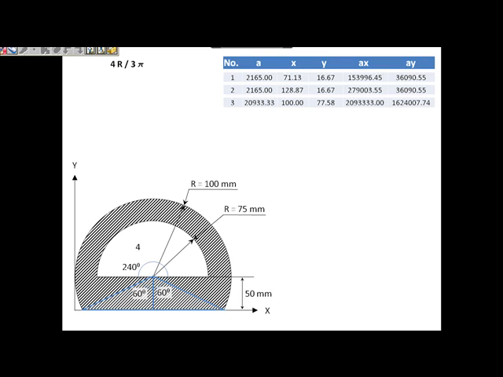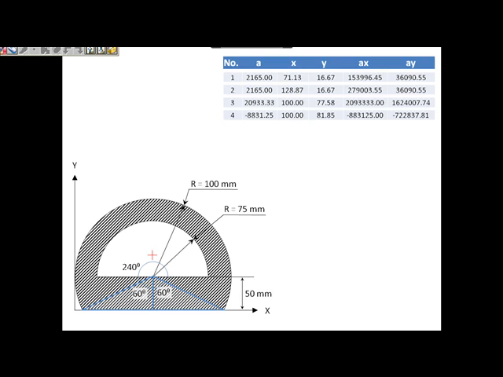Let's not hurry it. We have that semicircle which is to be taken out. So easy. 4r by 3 pi is the location of the centroid, which comes to 31.85 above 50 line. So y coordinate is 50 plus 31.85, that is 81.85. X coordinate is 100, and area pi r square by 2 will come to 8831.25. Negative sign, don't forget, because area is to be removed.